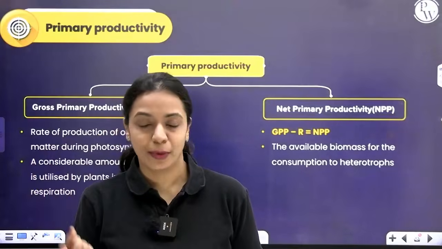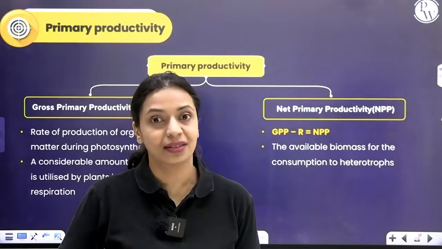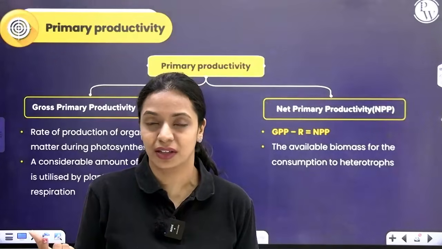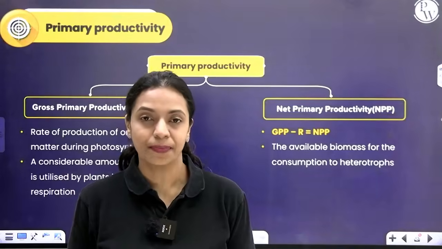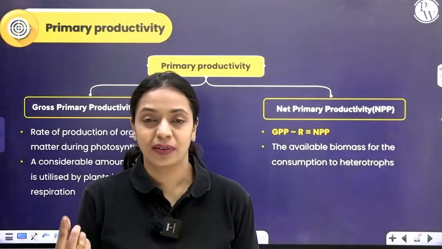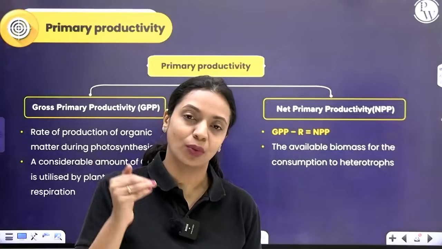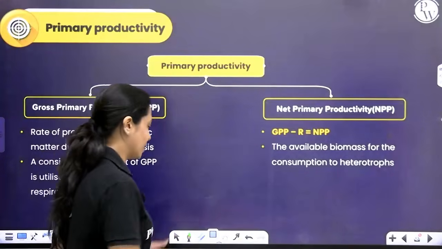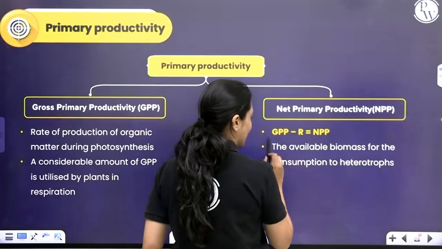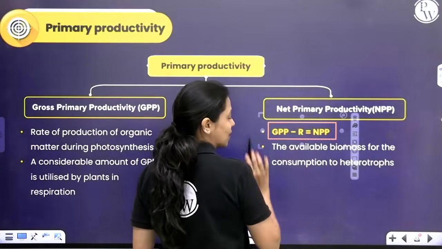Both gross primary productivity and net primary productivity are related to plants itself. Remember, whenever you hear the term primary with respect to productivity, you should immediately understand that it's about plants, okay? So, gross primary productivity will always be higher than net primary productivity. From gross primary productivity, you subtract the respiratory loss. What remains is your net primary productivity. So, NPP is basically GPP minus R. R here stands for respiratory loss.